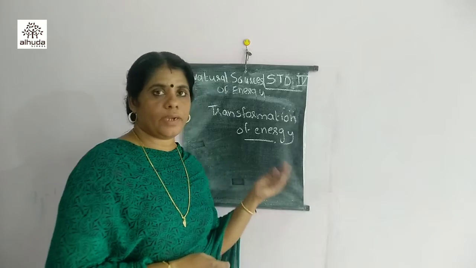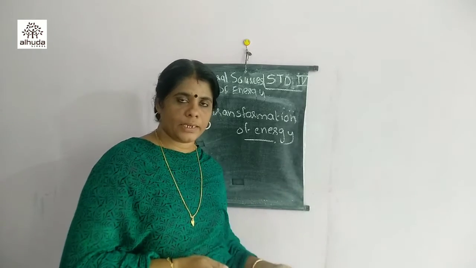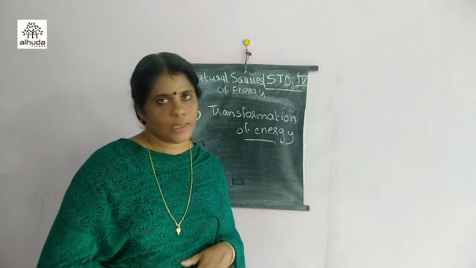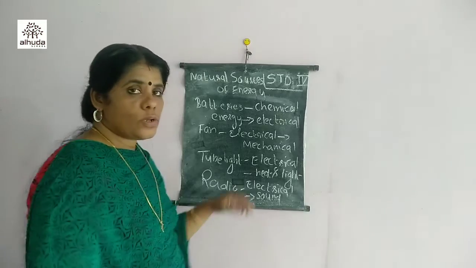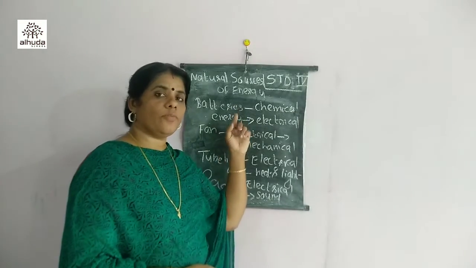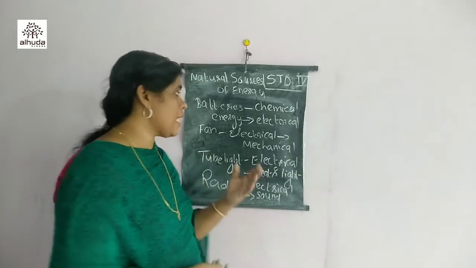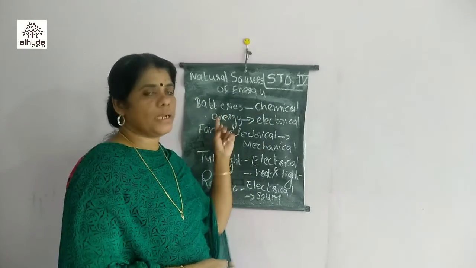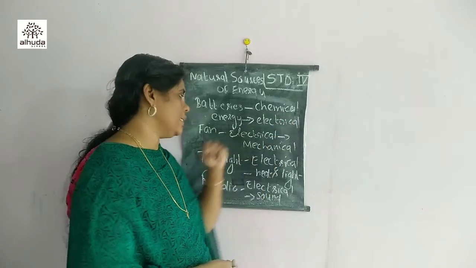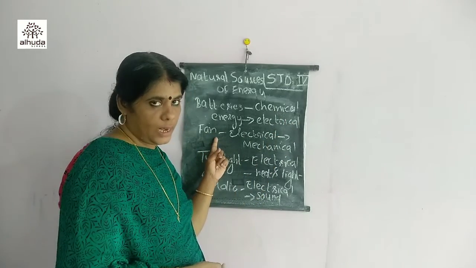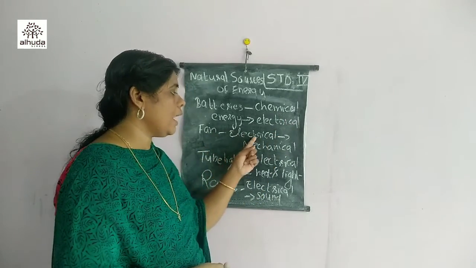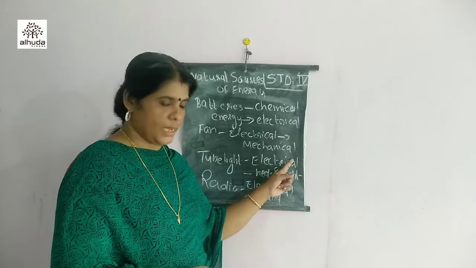So we can convert electrical energy into mechanical energy, chemical energy into mechanical energy and so on. So one energy form we can change into another. For example, in batteries, chemical energy is converted to electrical energy. And in fans and other electrical appliances, we are converting electrical energy into mechanical energy.